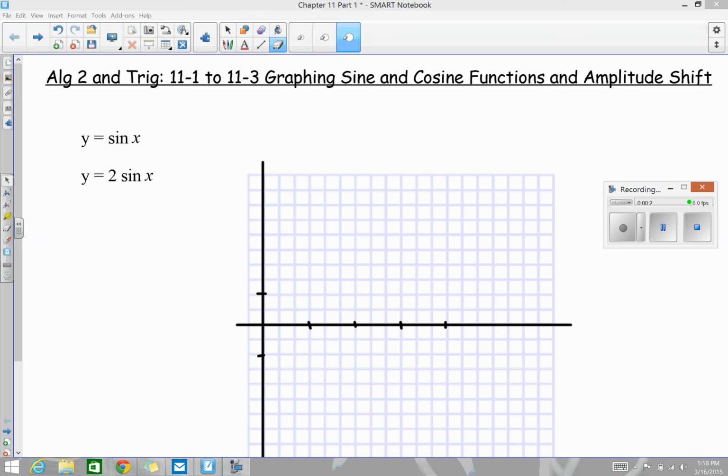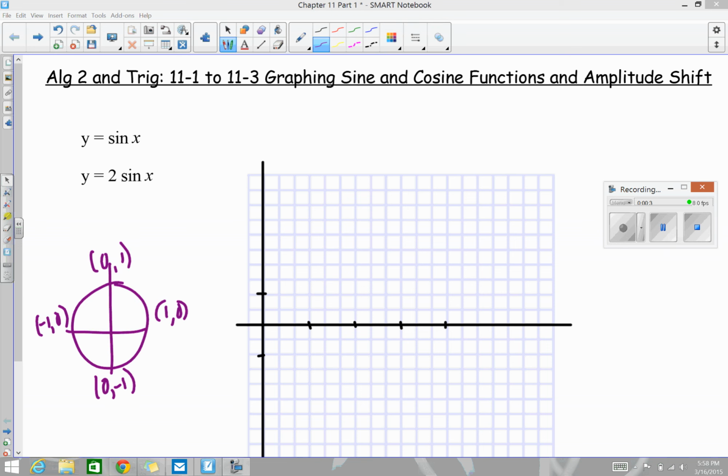All right, so we're going to start with a unit circle. You don't need to draw this on your paper. Okay, so we have our unit circle. We're going to graph the sine function.